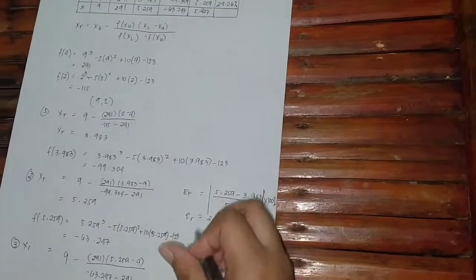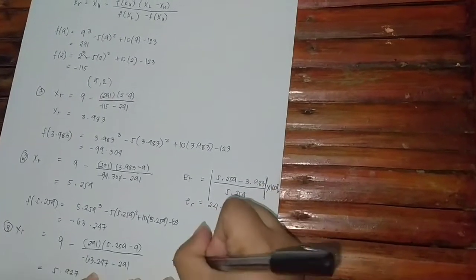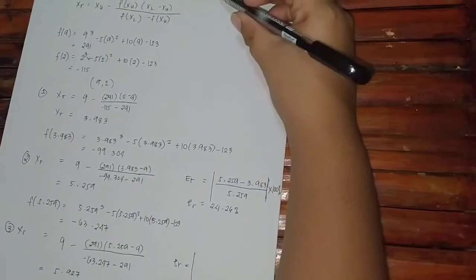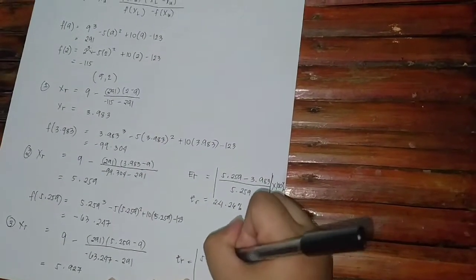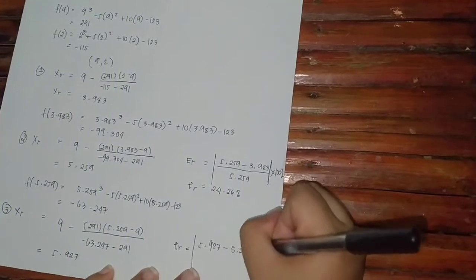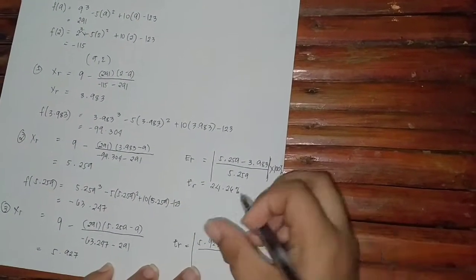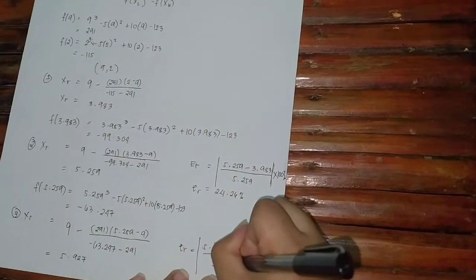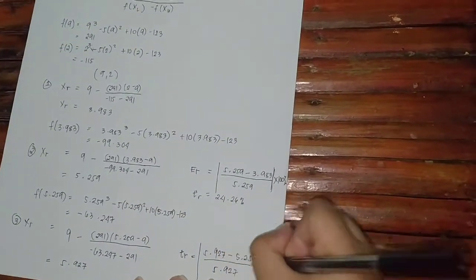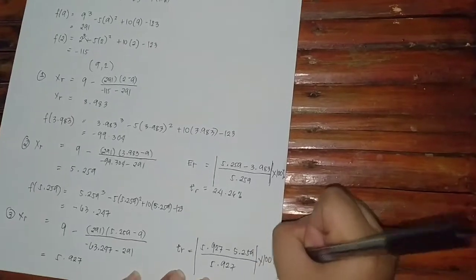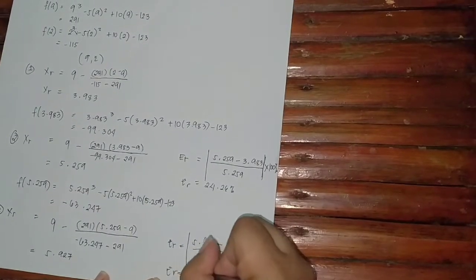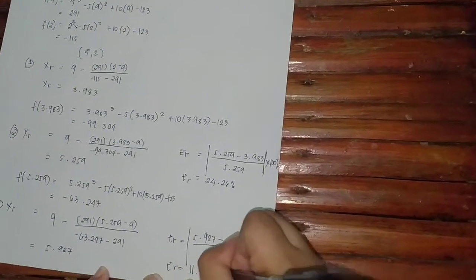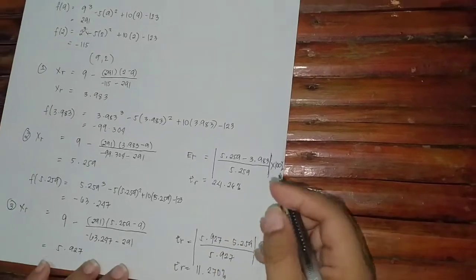Now, the relative error for the third iteration is equal to the absolute value of the new x of r, which is 5.927, minus 5.259, over 5.927, multiplied by 100%, and that will give us 11.270% as calculated.